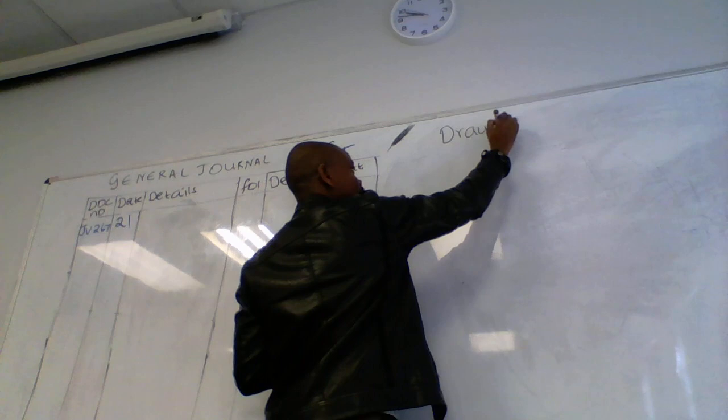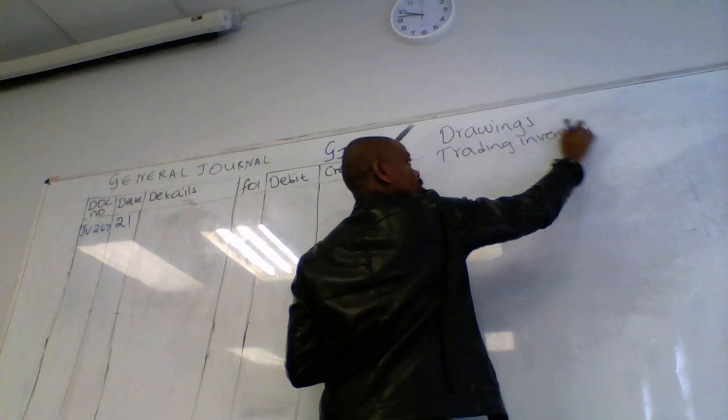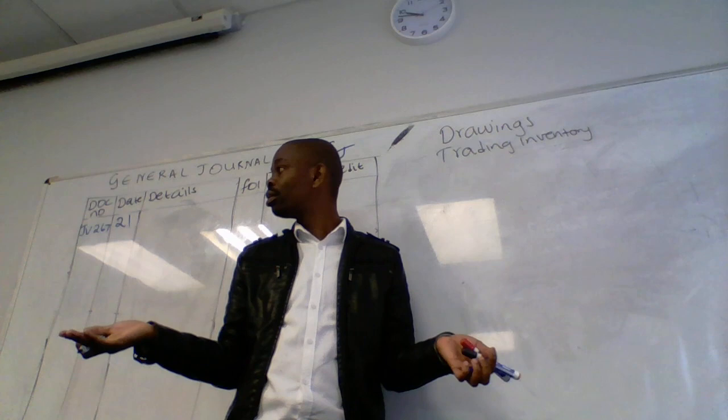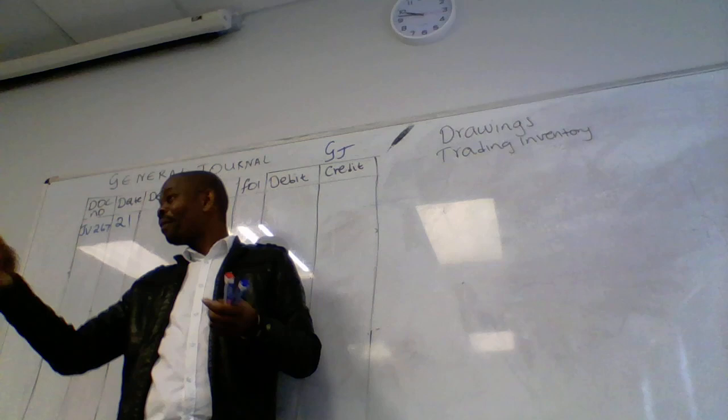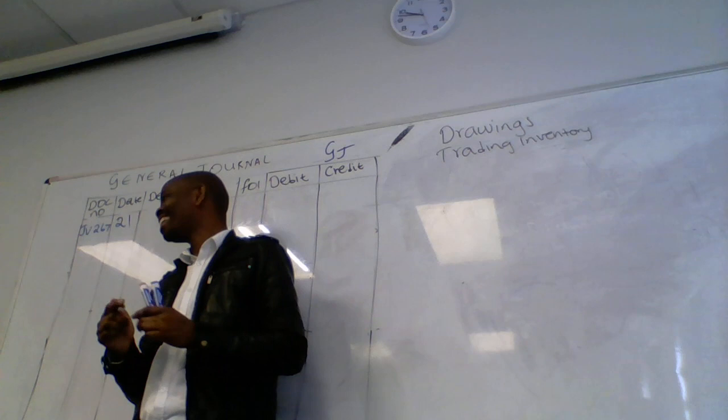That one is trading inventory because we are using which system? Which system are we using? Guys, come on. If you say trading inventory, you must know which system. Perpetual. And if it was purely periodic system, you said purchases. So do you understand the difference? If you don't understand, please consult the book. Okay.